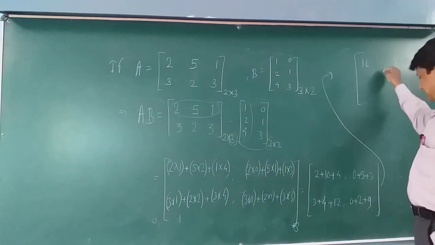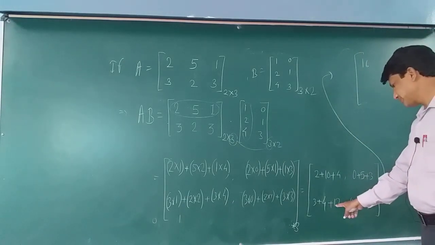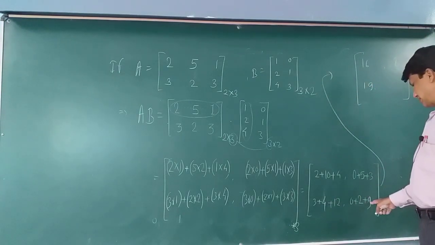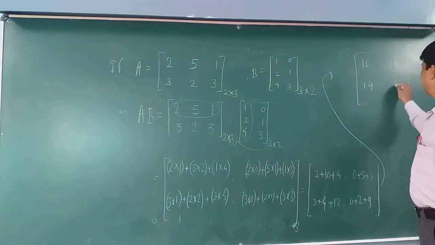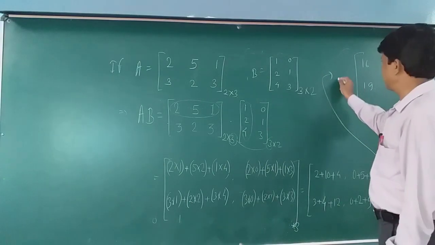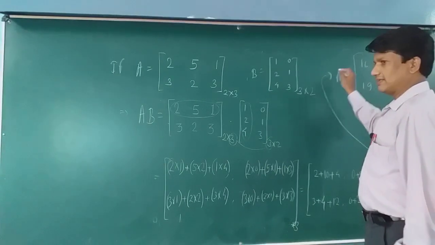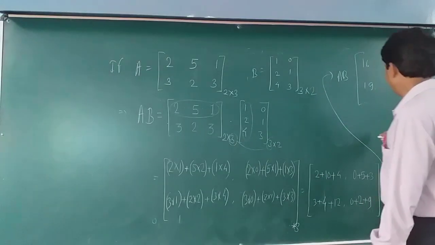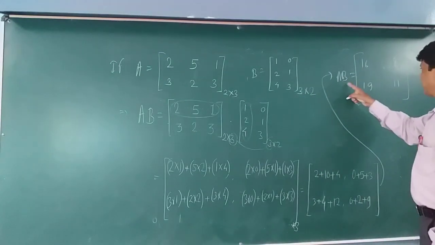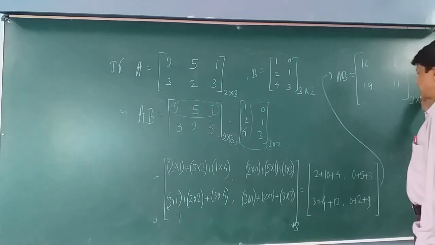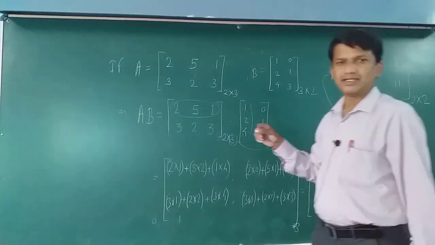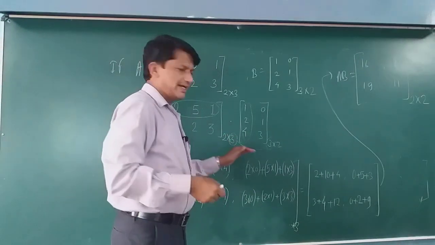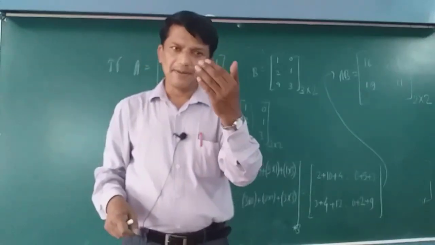Here 8, here 19, here 11, and this is the product AB. So this is about the number AB. Okay. The answer of AB is this, and the order is here 2 by 2. So we have to find what is the product of BA.